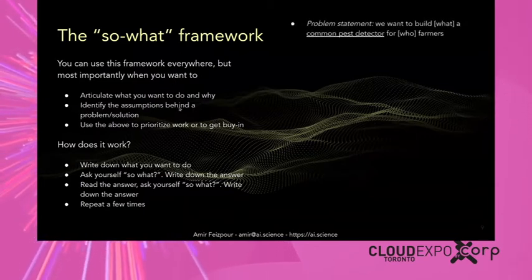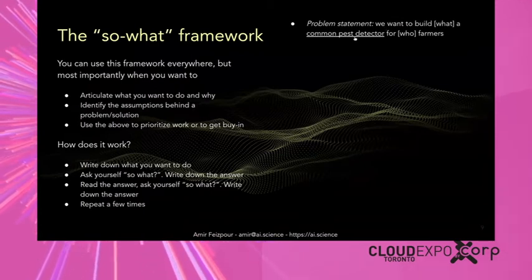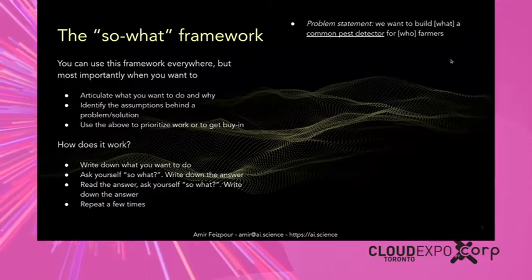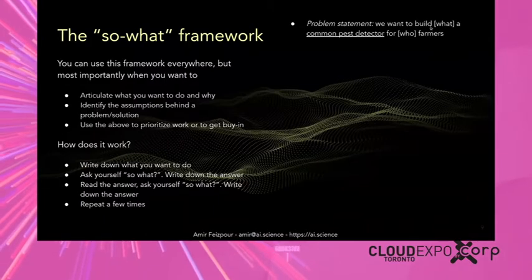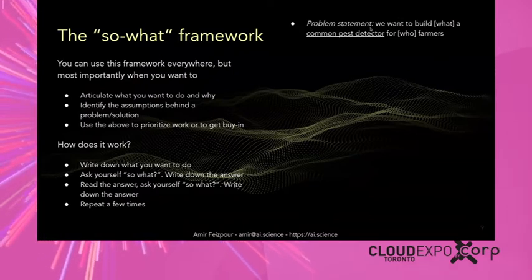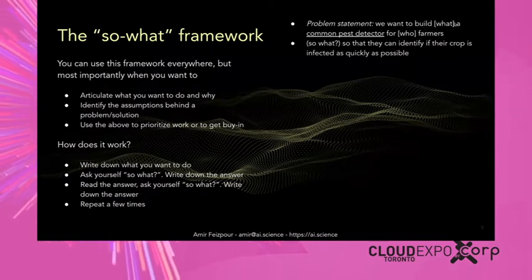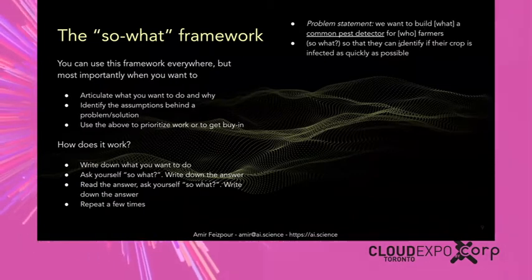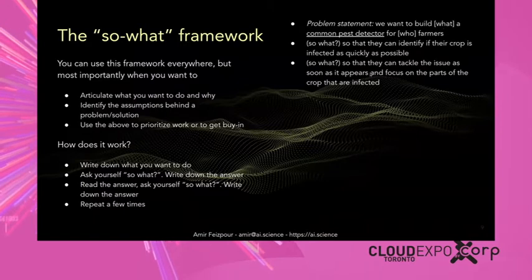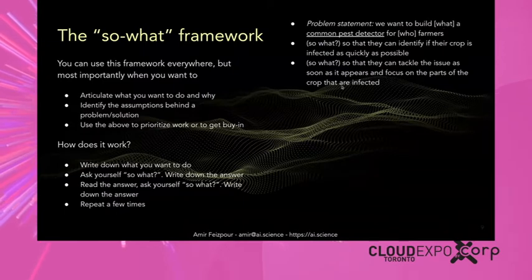To give you an example, I can write down that I want to build a common pest detector for farmers. So this is some random idea that I might come across and think that, oh, that's a good idea. I can probably do something like this. So I use this framework to go through this and understand why I want to do this. So the first step is I ask myself, why do I want to build this? So that the farmers can identify their crop is infected as quickly as possible. And then so that they can tackle the issue as soon as it appears and focus on the parts of the crop. So why do I want to help them to focus on the parts of the crop?